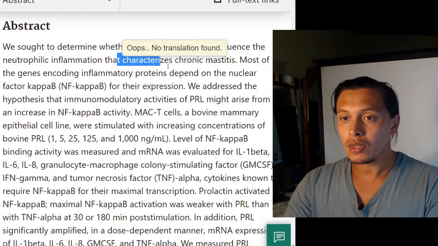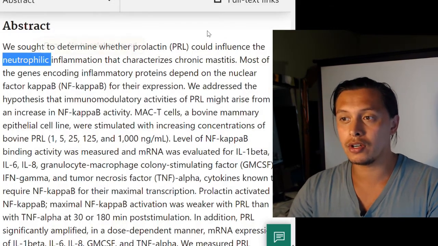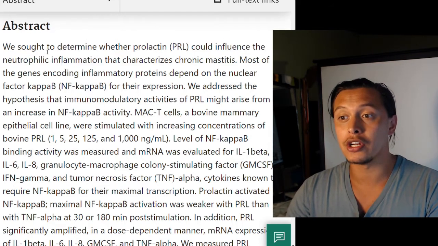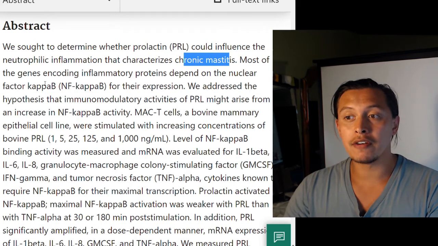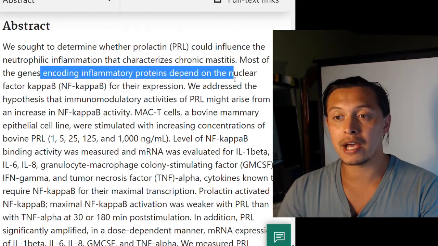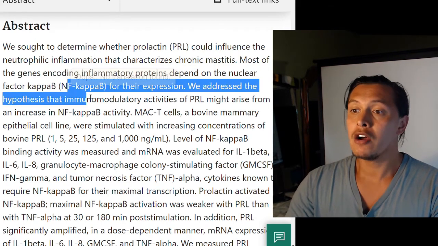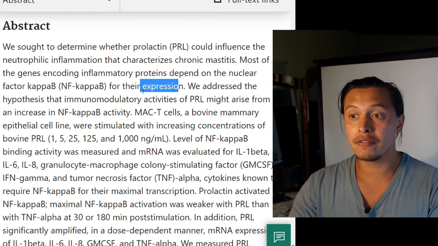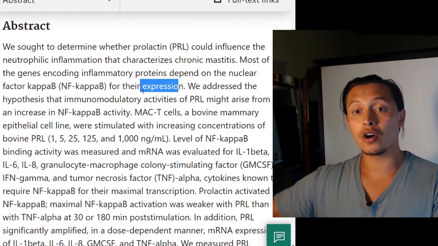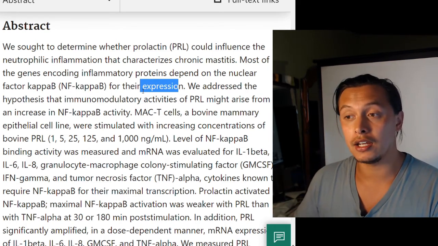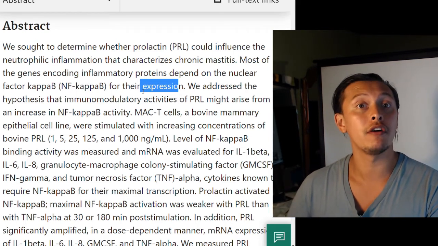So this could result in, or could influence, the neutrophilic inflammation that characterizes chronic mastitis. So most of the genes encoding inflammatory proteins depend on the nuclear factor kappa B, also known as NF-kappa B, for their expression. So a lot of the pro-inflammatory proteins and/or cytokines are the result of the nuclear factor kappa B activation of their genes.